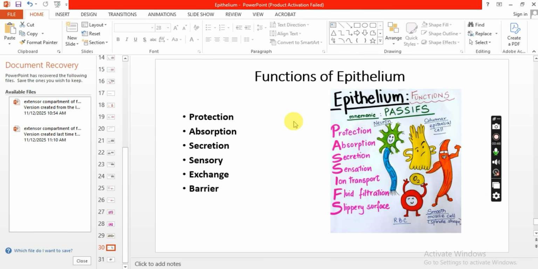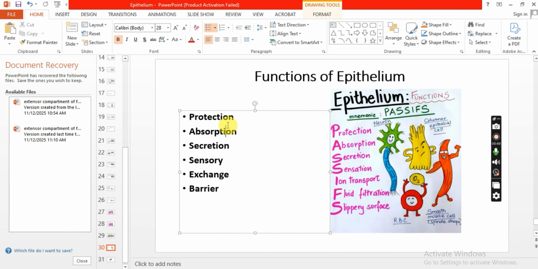So what do they do for us? Protection. You have seen in the case of skin, stratified squamous keratinized epithelium is a big protector for the internal environment from the external environment. Your body is completely covered by skin, so it's a very effective barrier for your deeper structures from chemical and physical injuries.